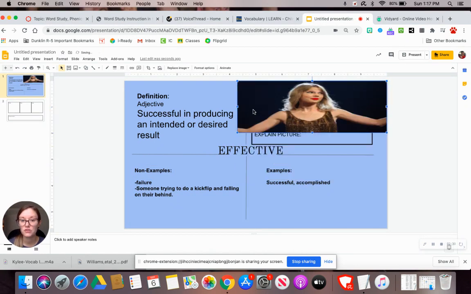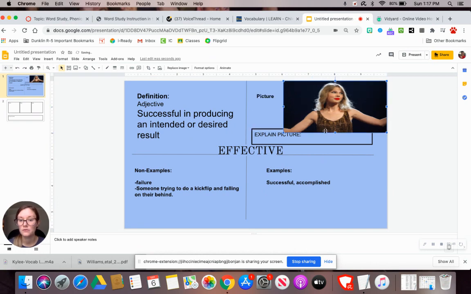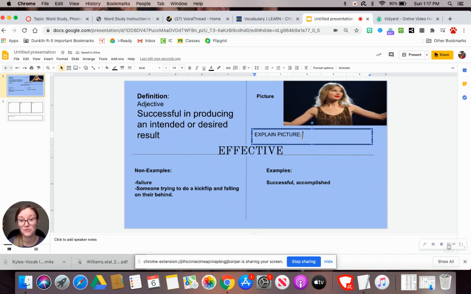And then my explanation. I have to tell you why Taylor Swift is good at what she does, which I shouldn't because you guys already know, right? She's awesome. So Taylor Swift is effective at gaining the attention of her fans. She does that in a lot of really great ways. She does that through social media. She does that with her music, which may be your favorite or you may not like it at all, but she's good at what she does.